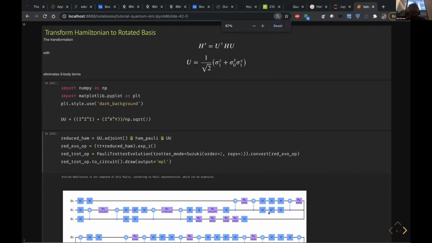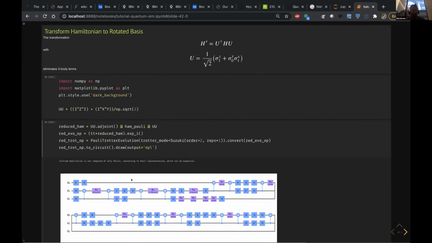I've got to zoom out a little bit. Now you can see the circuit that we get after we just did the math. We reduced the Hamiltonian as U-adjoint combined with the Hamiltonian combined with U, where I wrote the U in Pauli strings using the I, Z, X and Y from OpFlow, and just trotterized it in the same way. Now I'm much happier because I'm only doing C-NOTs between adjacent qubits, which makes me sweat a little less.